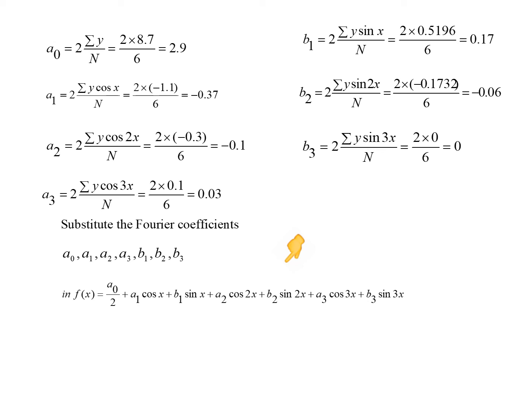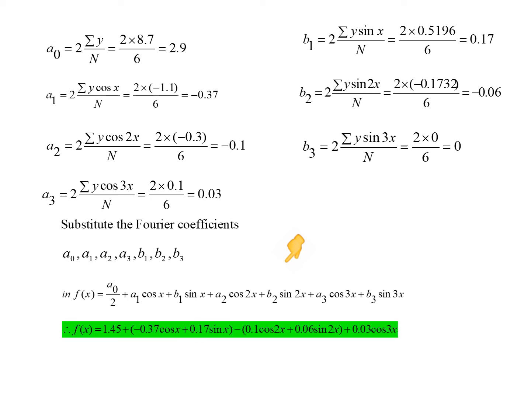So this is the Fourier series we have written. So wherever you have a0, a1, b1, etc., just substitute the numerical values we have just calculated. So we have f of x equal to the first term a0 by 2. a0 was 2.9. So a0 by 2 will be 1.45. And in the place of a1, substitute minus 0.37 into cos x, plus b1 1.17 into sin x. So we club this and this is known as first harmonic.